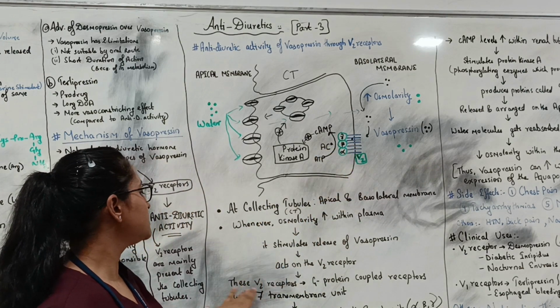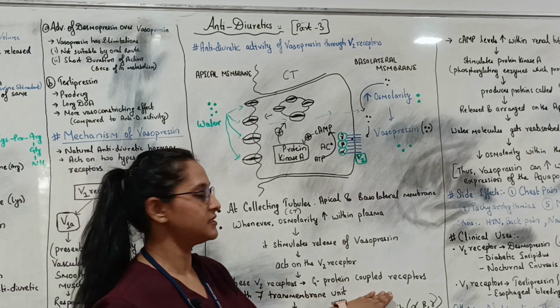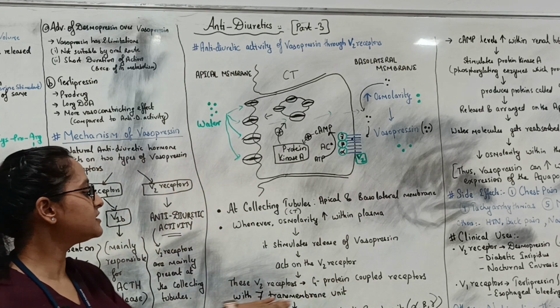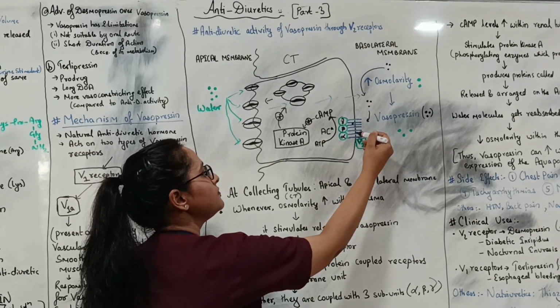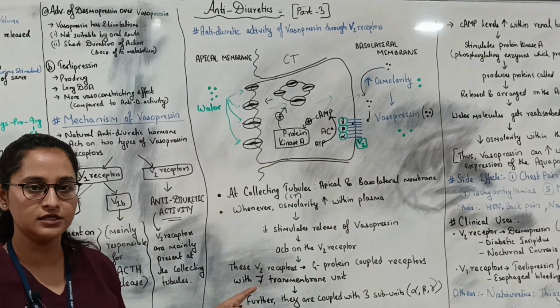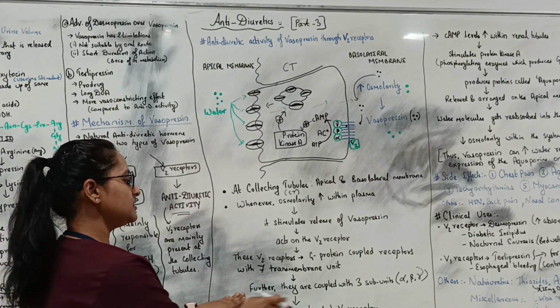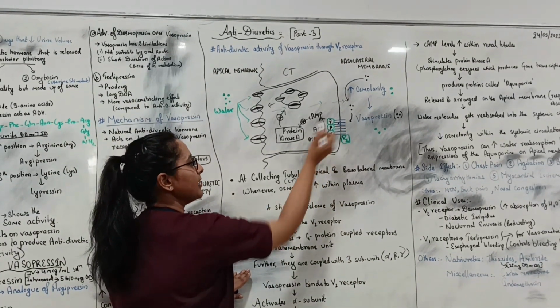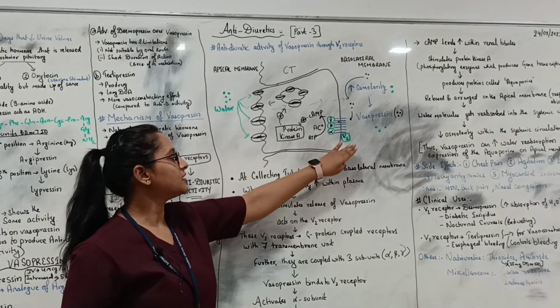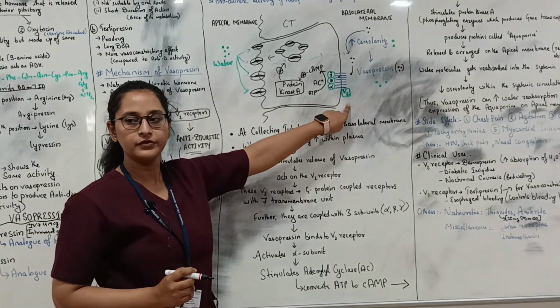The V2 receptor is a G protein coupled receptor with 7 transmembrane units. Here you can count 1, 2, 3, 4, 5, 6, 7. 7 transmembrane units are there. Okay. So further, they are coupled with 3 subunits, that is alpha, beta and gamma. So these are the subunits which are coupled with the V2 receptors. Okay.